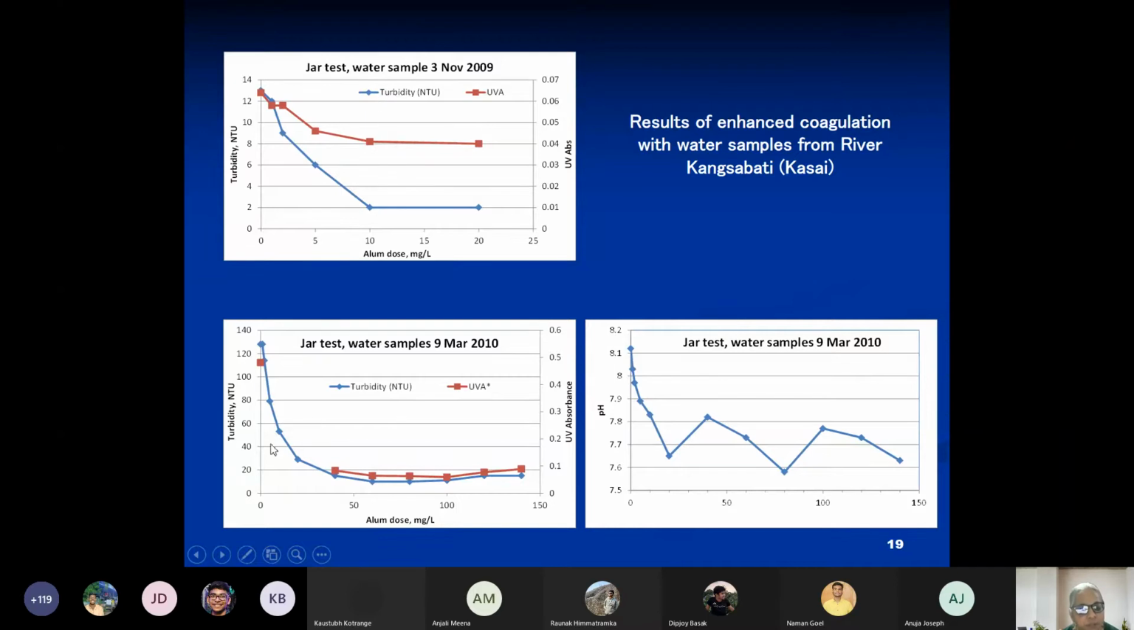And these are 2 sets of results. You can see the alum dose in a different water sample. It has gone up by an order of magnitude. So instead of 5, we have 50, 100, 150, and so on.